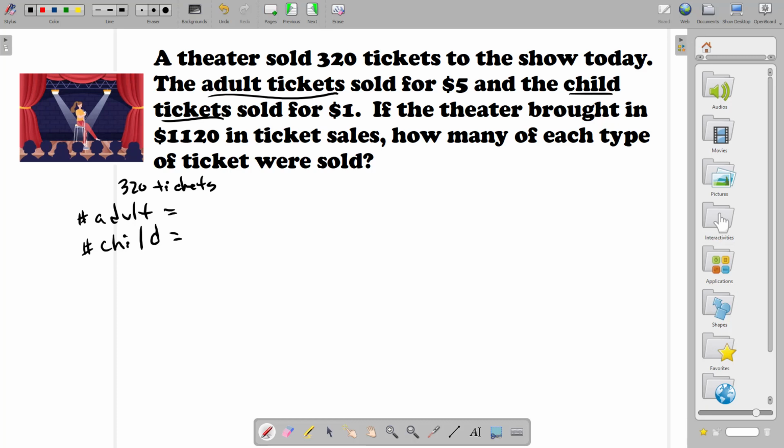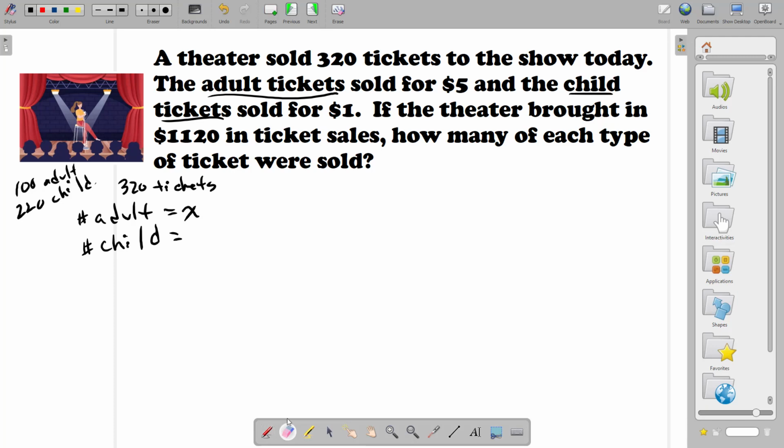I need to call one of those X. I'll call the number of adult tickets sold X. Remember on the last problem, if I give you a setup already, what if I told you that there were 100 adult tickets? Well, if there are 100 adult tickets and there were 320 total tickets, then there would be 220 child tickets sold. The way you got that was you took 320 and subtracted 100, and that gave you 220.